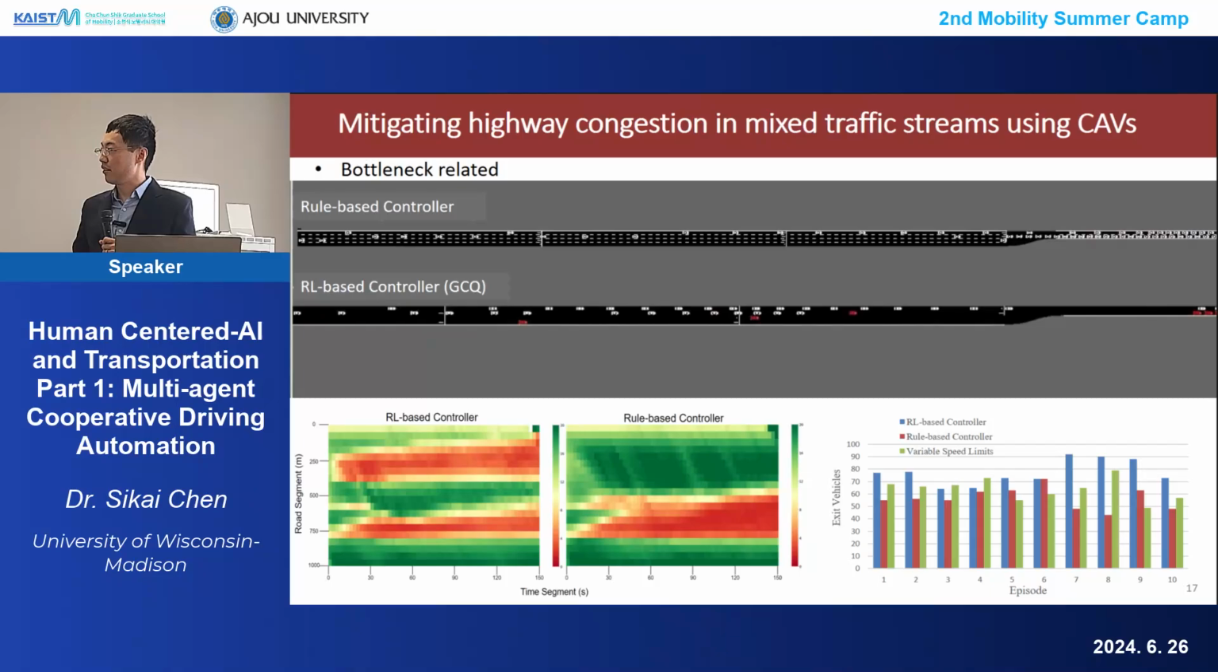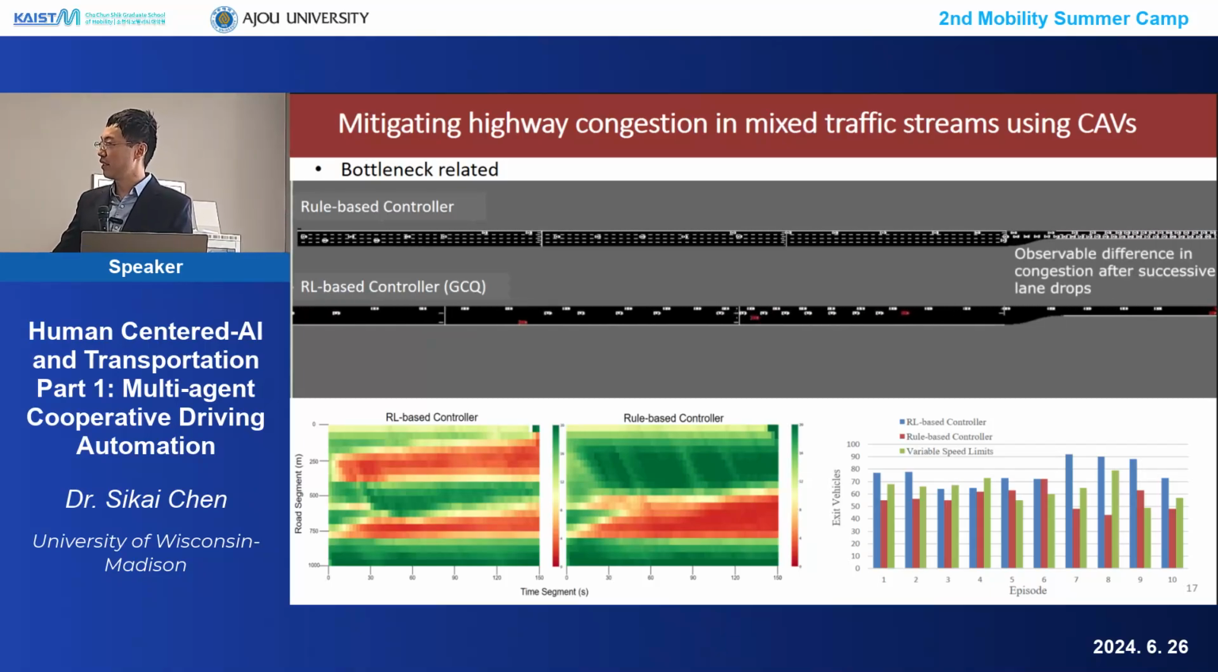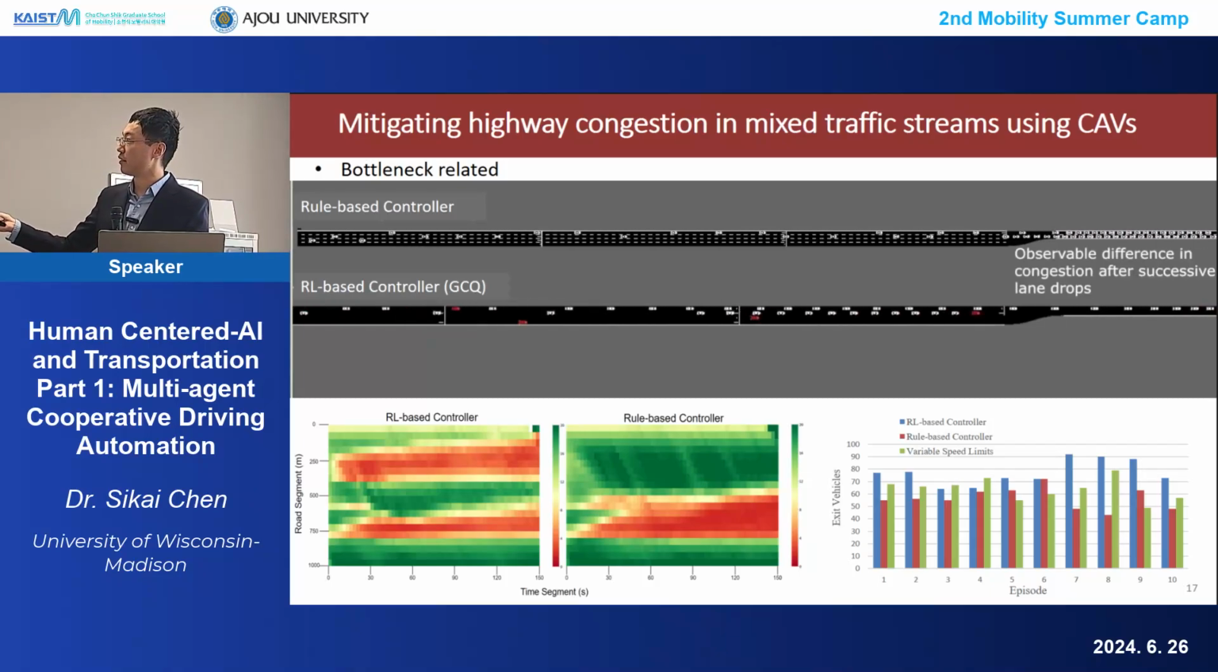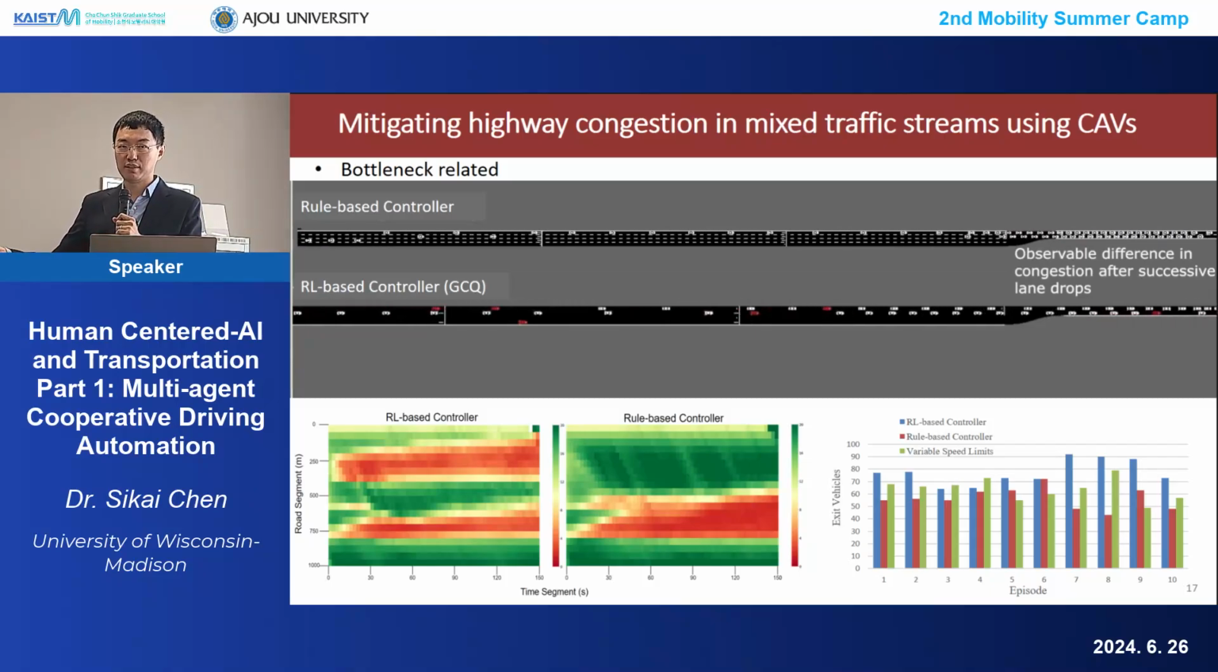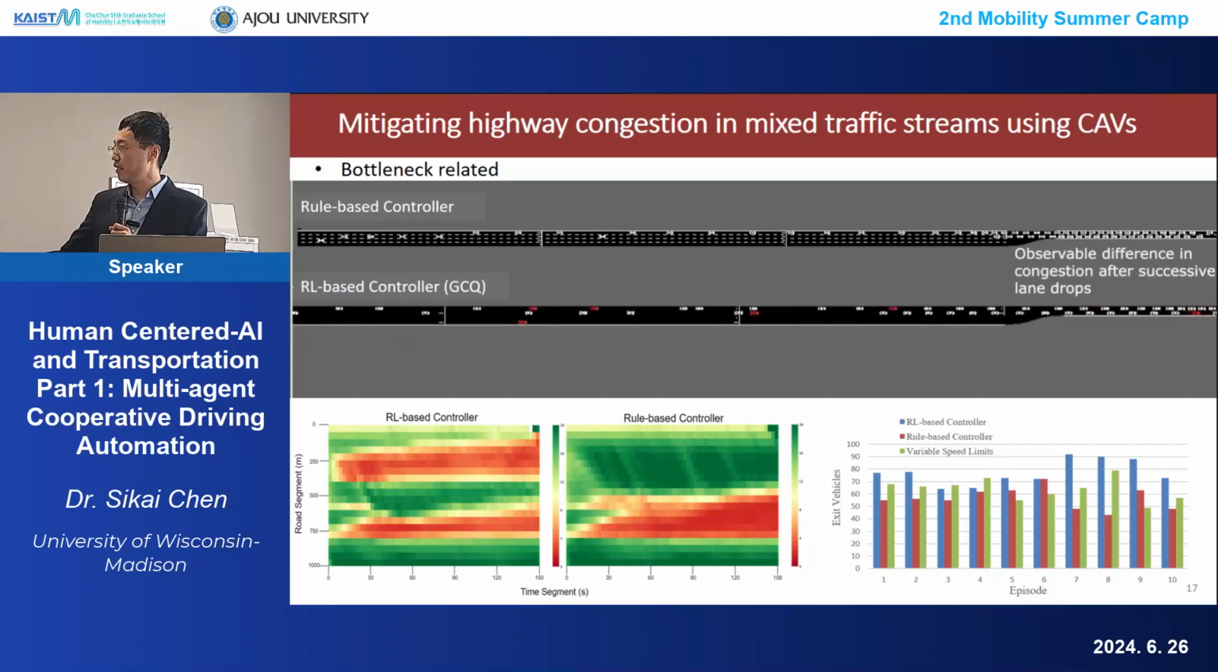So what it does is, instead of having a large congested region like what you saw on the top, the AI is able to break it down into two less congested regions. And also, as indicated by this blue bar, in the AI-enabled case the overall traffic throughput is higher compared to the VSL or other methods that we found in the literature.